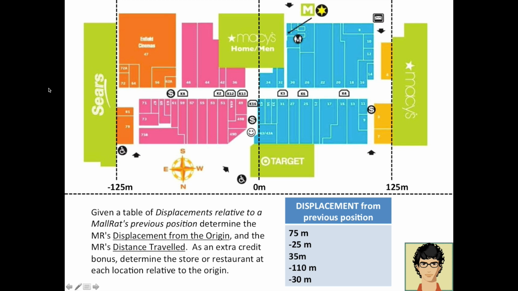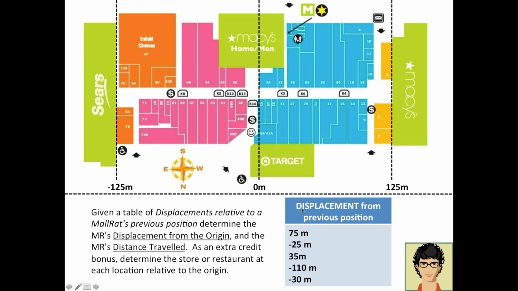Given a table of displacements relative to the mall rat's previous position, what we want to do is determine a couple things. We want to determine the displacement from the origin and the distance traveled for this mall rat. And as a little extra credit, bonus, I am going to allow you to try to figure out what stores or restaurants are at each location relative to the origin.